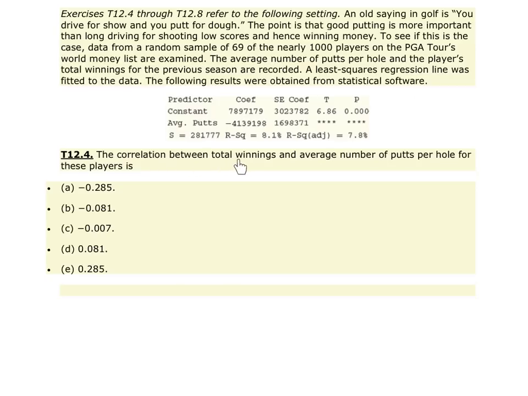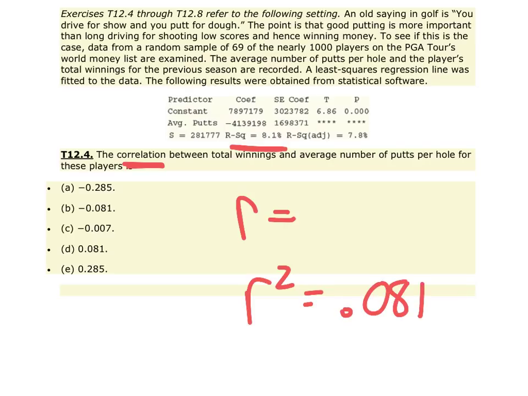The correlation between total winnings and average putts per hole for these players is what? Now remember, correlation is really what r is, so we need to find r. This output doesn't show me correlation, but it does show me R squared. Well, if R squared is 8.1% or 0.081 as a decimal, can we get r? Absolutely. Just take the square root of that. When you do that, you're going to get that the value is 0.285.